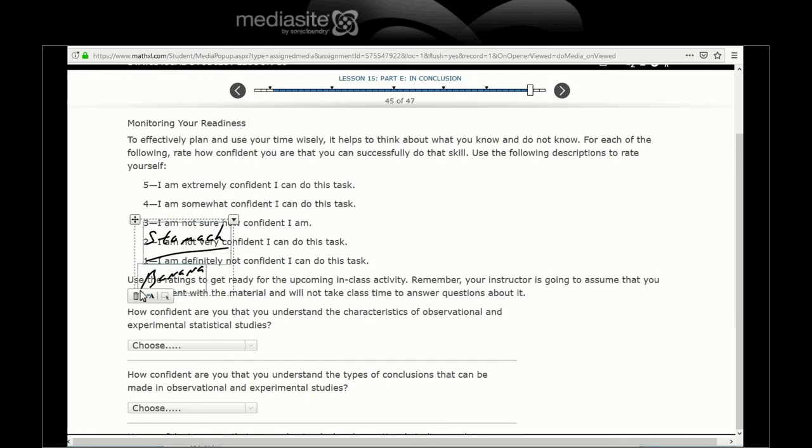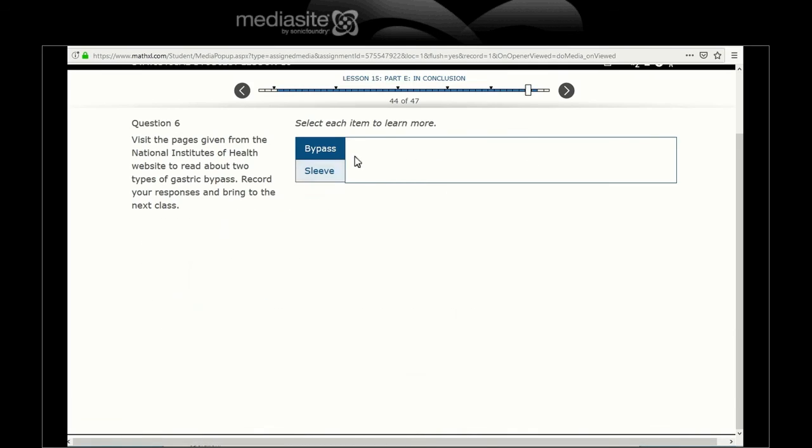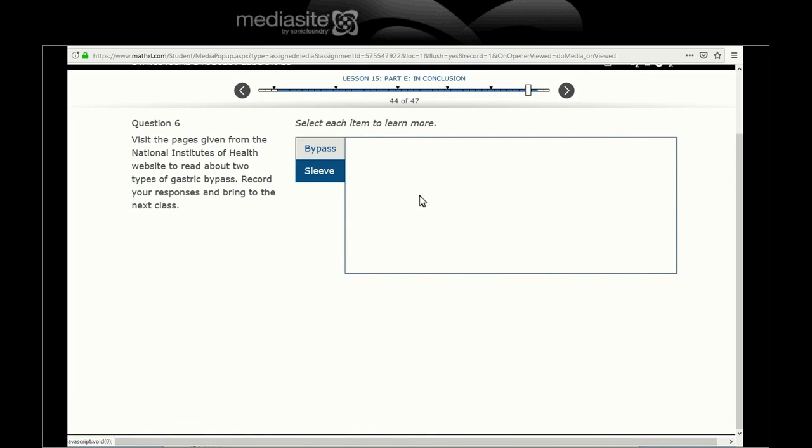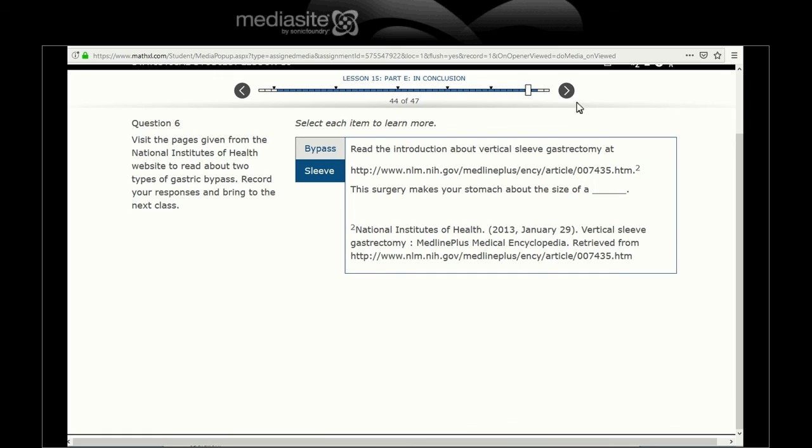Supporting, so I want to talk about how to read an article. It makes the stomach smaller, makes the stomach about the size of a banana.